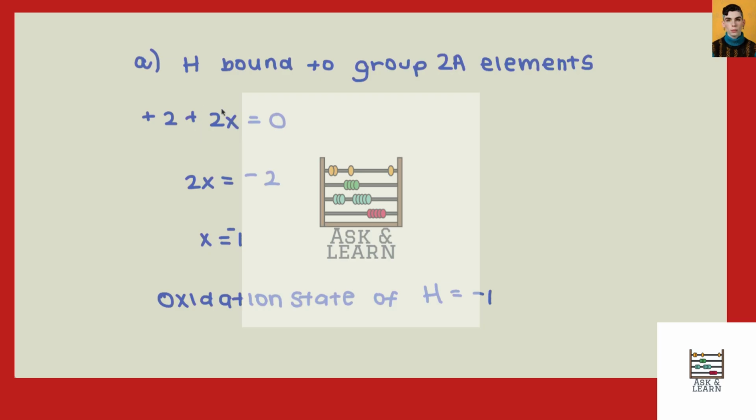So that means that 2x must equal -2. And this is the way that our compounds would be neutral. So then we would solve for x and we would get -1. So the oxidation state of hydrogen in all of these compounds is -1.